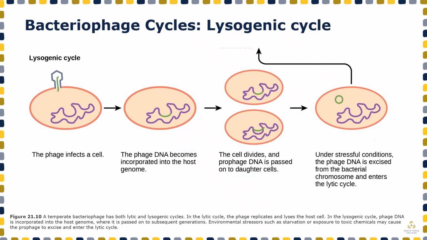The lysogenic cycle is slightly different. Notice now that the virus injects the DNA in, and the DNA does not immediately take over the cell, but inserts itself into the host cell chromosome. Now, every time the host cell replicates itself, it makes a copy of the virus as well. So as the host accumulates, the virus accumulates. And then under stressful conditions, the virus will pop out of the host cell and begin a new lytic cycle.